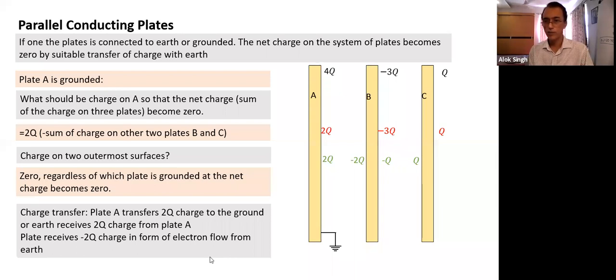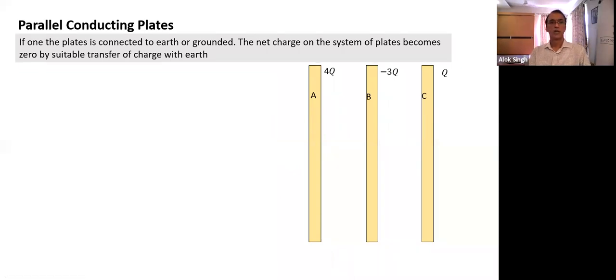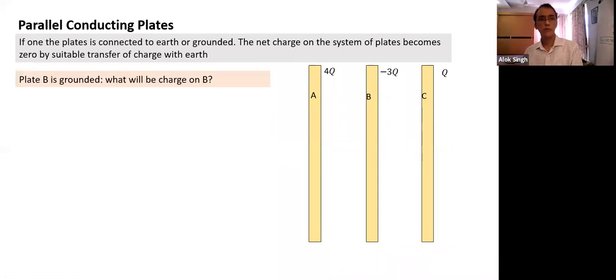So next question, a similar one. No change. The only thing that will happen now is we'll connect. Yeah, this time B is grounded. We calculate the charge distribution, all of you. Plate B is grounded. What will be the final charge? Oh, Vignesh already has it. Good.